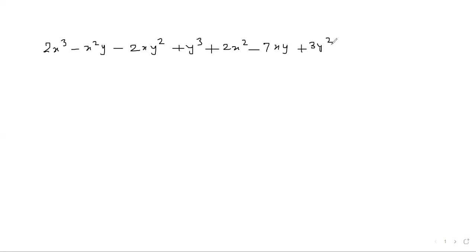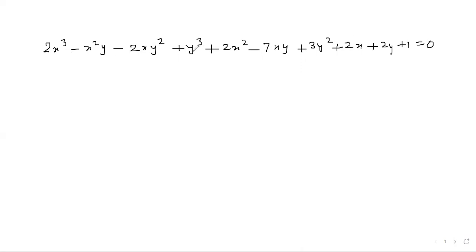Now let's take another question. The next question is, we are given the equation 2x cubed minus x square y minus 2xy square plus y cube plus 2x square minus 7xy plus 3y square plus 2x plus 2y plus 1 equal to 0. We have to find the asymptotes.